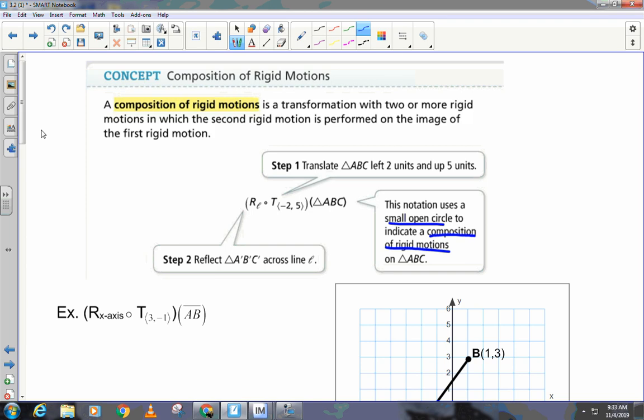Now, the way they write it is a little weird because they write it like this, but when you go to do it, you have to do the second thing first, okay? So you have to do this first, and then you have to do this second. And so this is what you do to the original pre-image. You do whatever it tells you to do, and then you get an image, but that becomes your new pre-image for the second thing that you do. So you use what you've changed to do the second one.